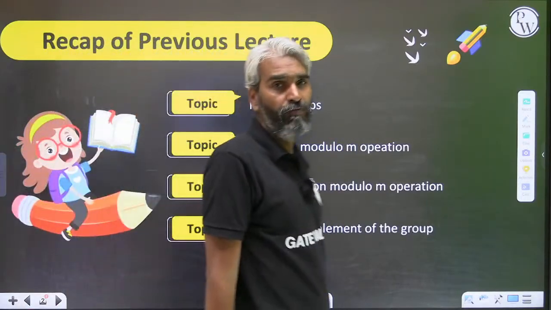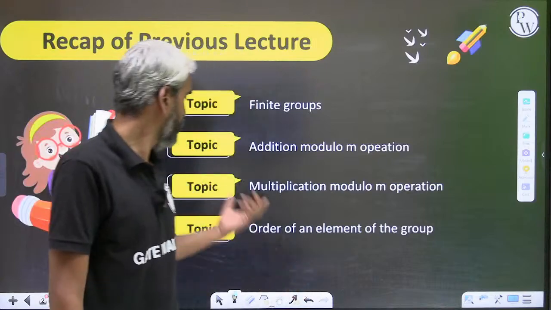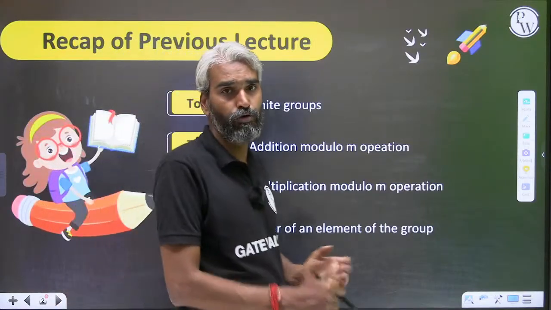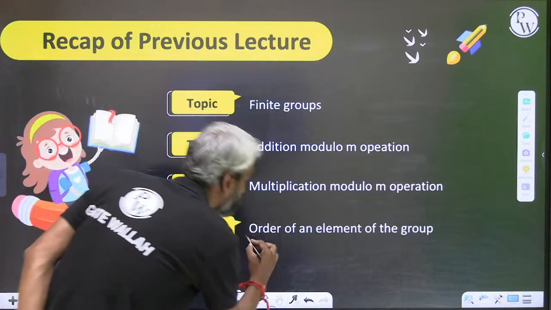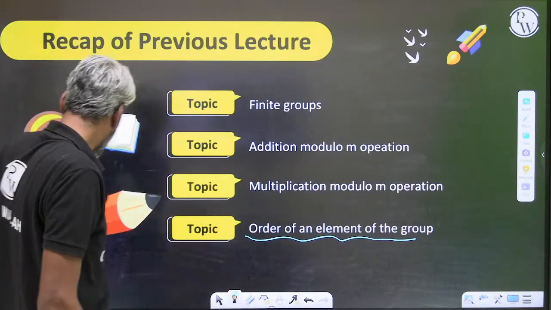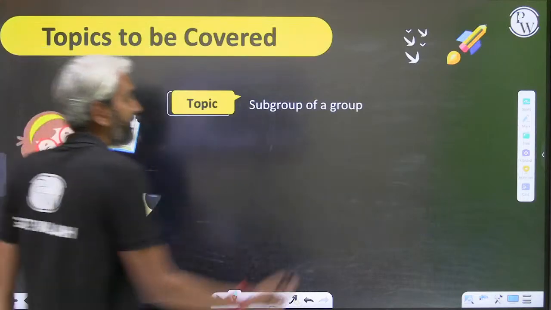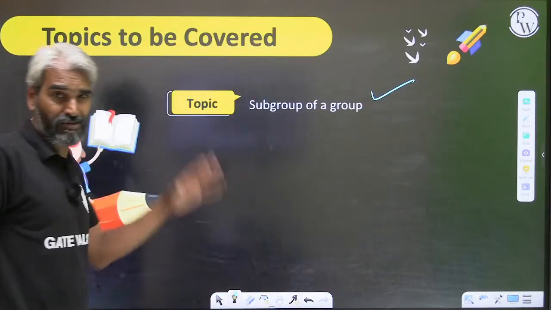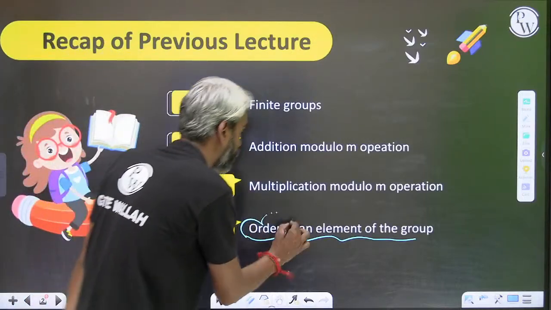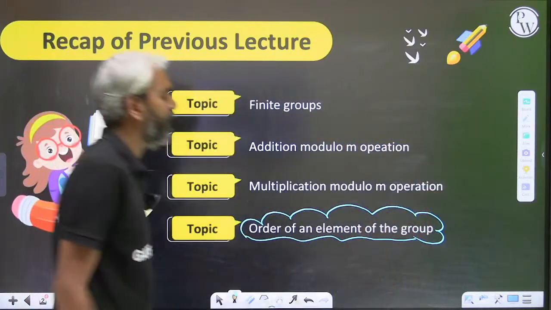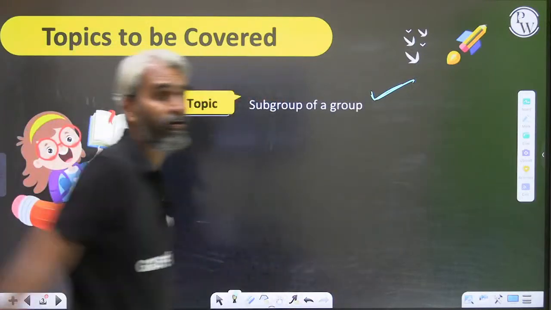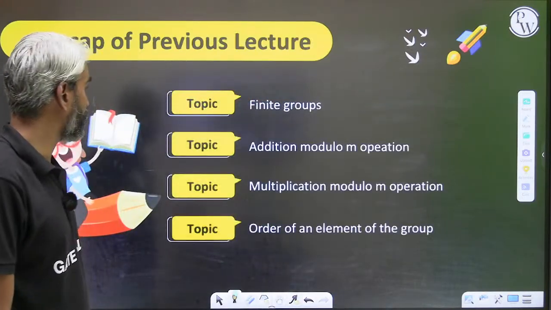When we were having the class, we had to face a power failure in between and could not complete the topic, that is, order of an element of the group. So we'll complete this first, and then we will move to today's topic, that is, subgroup of a group. First, we will cover the concept of order of an element of the group, and then we'll discuss subgroup of a group. Okay, so let's move further.